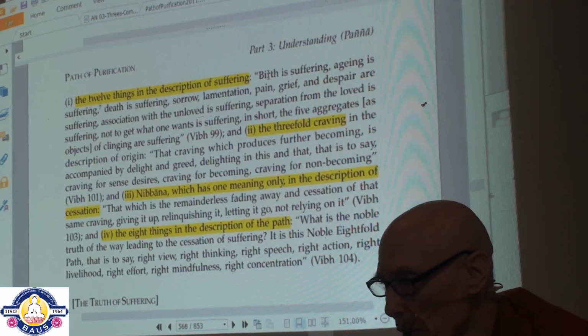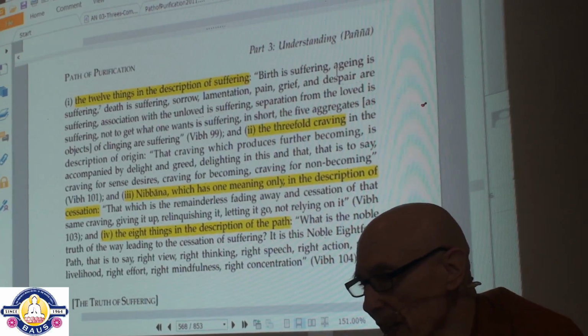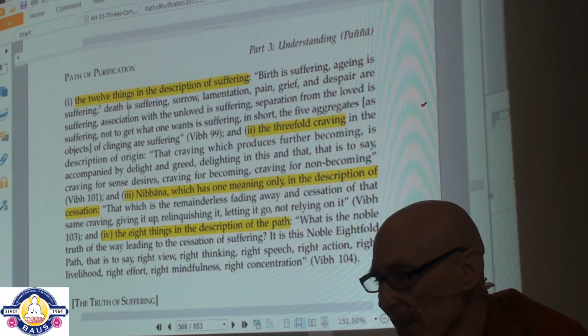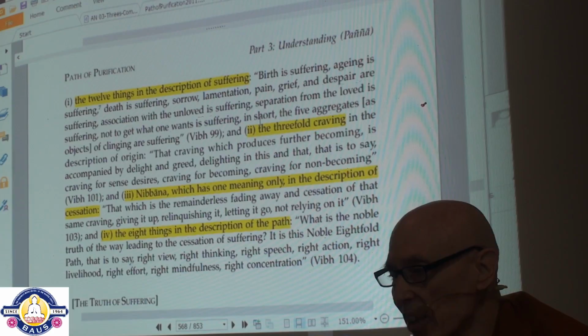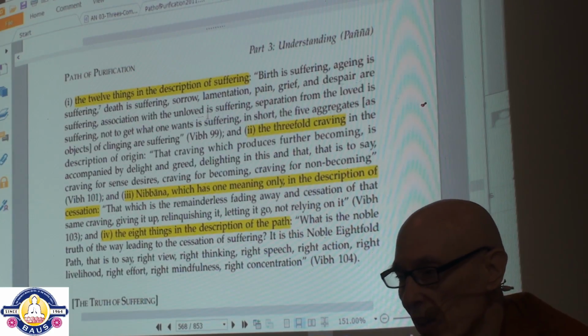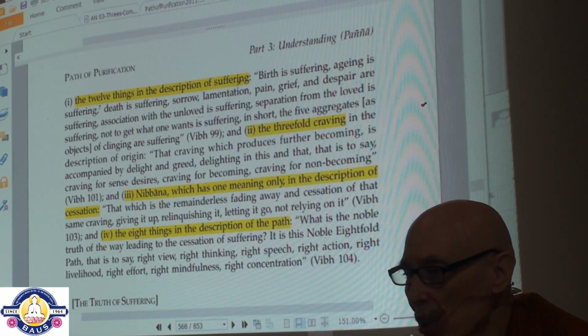So that is birth, old age or aging, death, sorrow, lamentation, pain, grief, and despair. Then association with the unloved, separation from the loved, not to get what one wants, and then in short, the 5 aggregates which are subject to clinging are suffering. So that's the enumeration of the first noble truth.